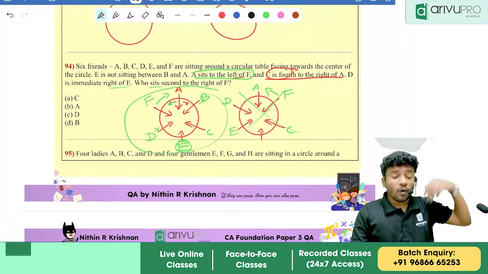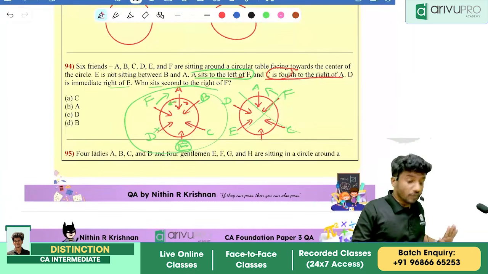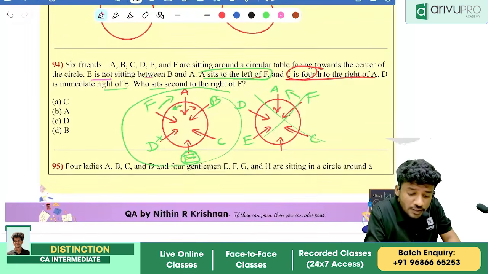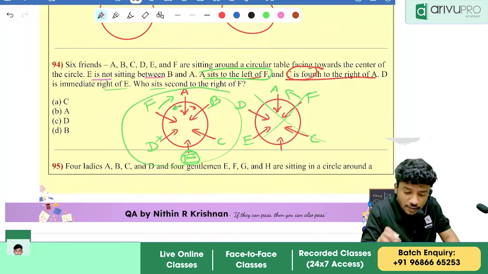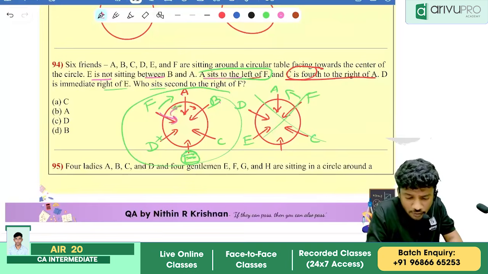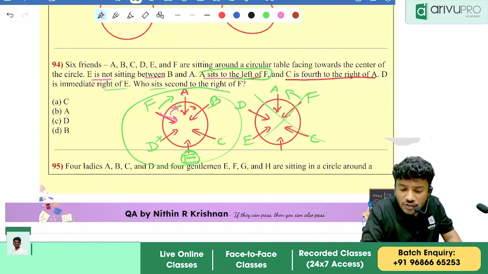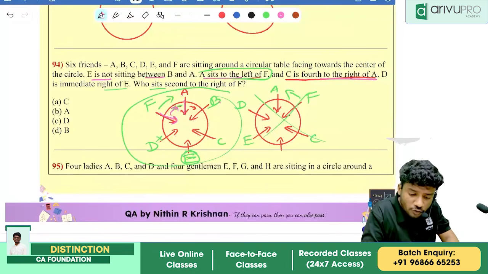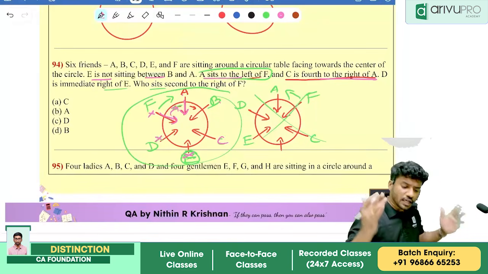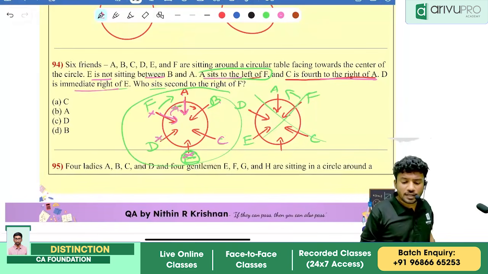Listen, don't talk. How will we check our picture is correct or not? We will just recheck everything using the statements. E is not sitting between B and A. That is correct. Then A sits left of F. Left only. A sits left of F. Correct. C is 4 to the right of A. 4 to the right means this is first right, this is second right, this is third right, then this is fourth right. C sits 4 to the right of A. That is also correct. D is immediate right of E.